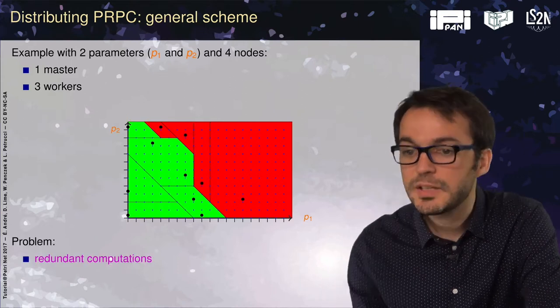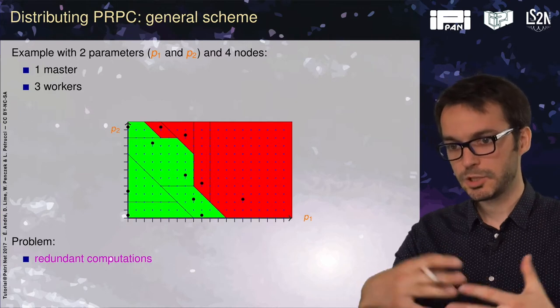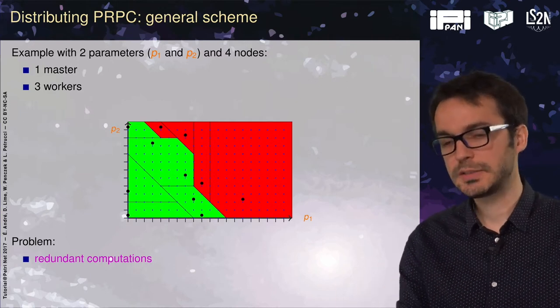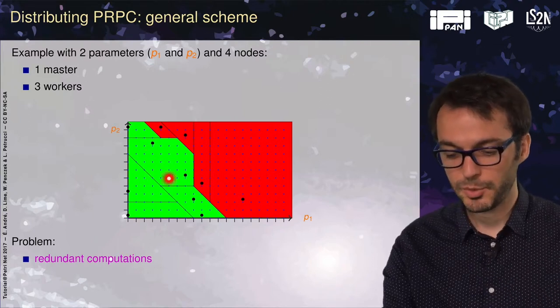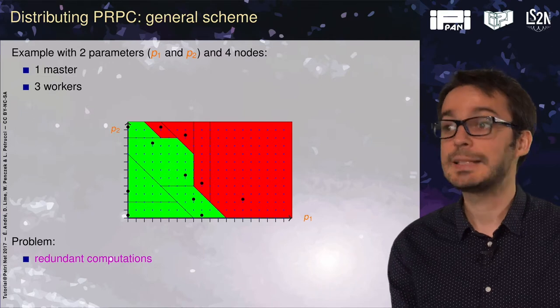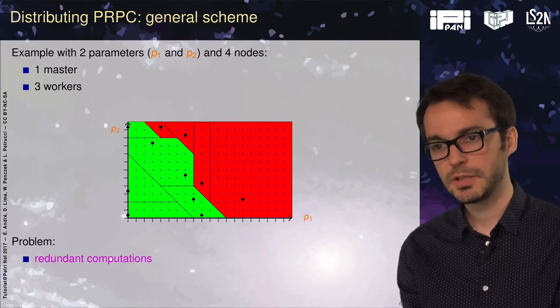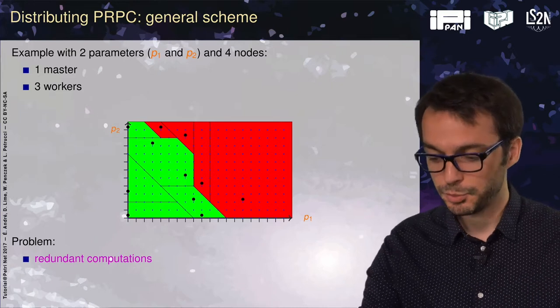Okay. The problem is that we have redundant computations because we can't know in advance which tile, which set of evaluations will be synthesized by one node. So what happened here is very common. We had 2 different nodes synthesizing the same constraint. It's not a big problem in terms of correctness, but it is a problem in terms of speed, of efficiency. So we had redundant computations.